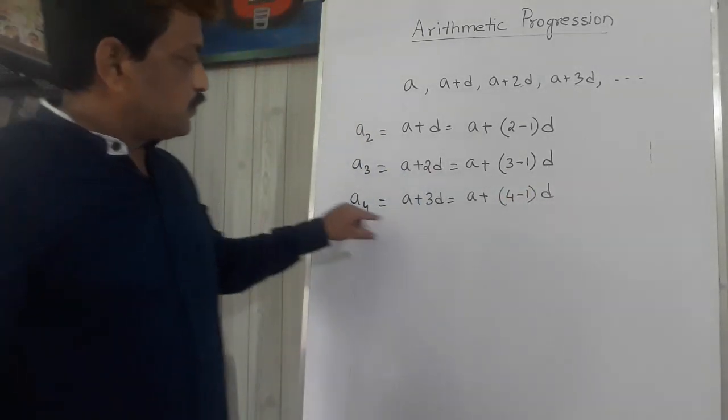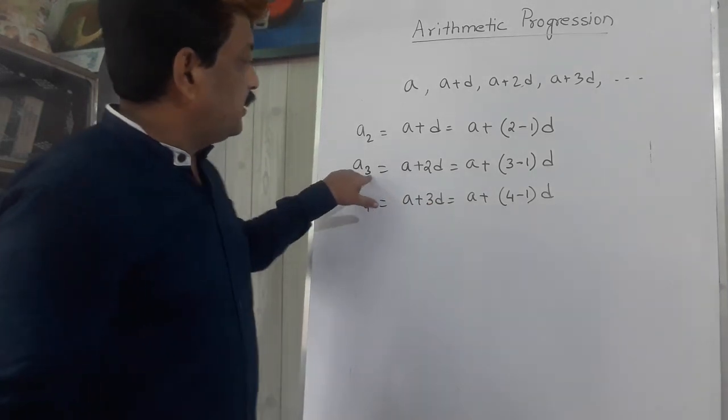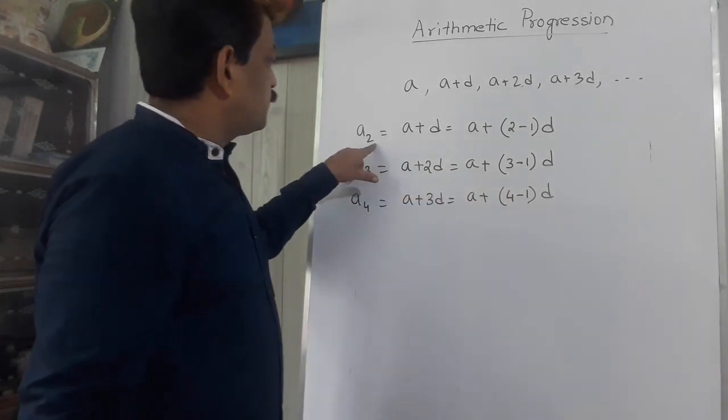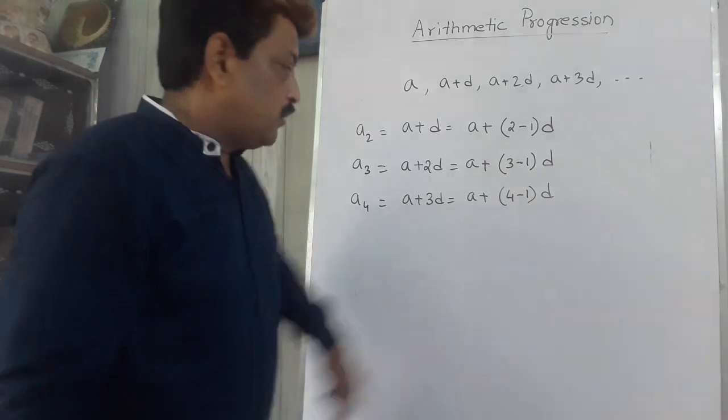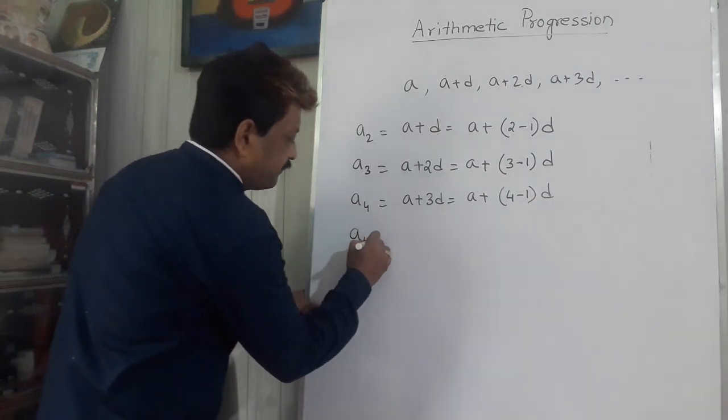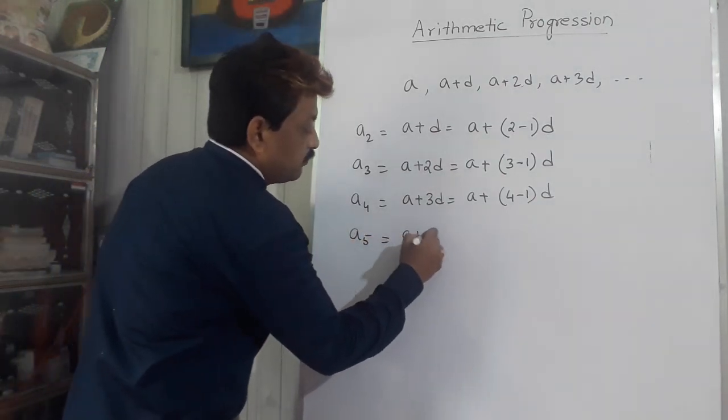Here it is 4, so it is 4 minus 1. Here it is 3, so it is 3 minus 1. Here it is 2, so it is 2 minus 1. So in this way, if I want to find the fifth term, then it will be a plus 4d.